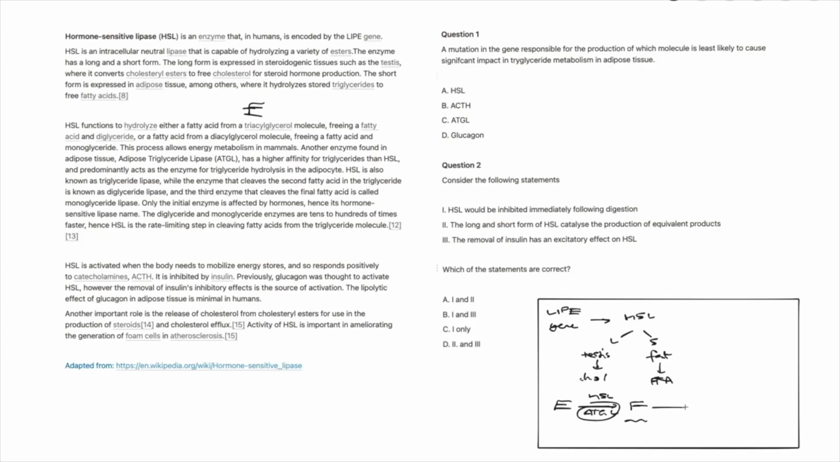So it basically keeps going, and I'm just going to put the word di into a single and another free fatty acid, and then mono, like that, and then should just have 3 fatty acids at that point and a free glycerol. And then now I've got the full pathway mapped out. Only the initial enzyme is affected by hormones. So I'm going to put H for hormone, and therefore it is the rate limiting step. So I'm going to put rate limiting step.